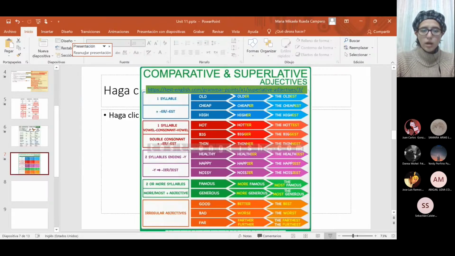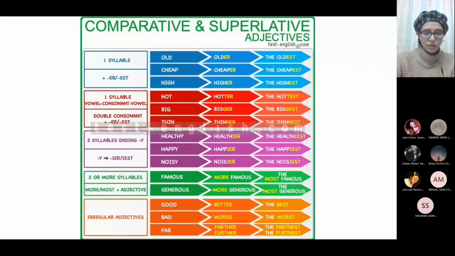Okay, so yeah, that was something important too. So remember when you have consonant, vowel, consonant, we're going to double the last consonant, right?